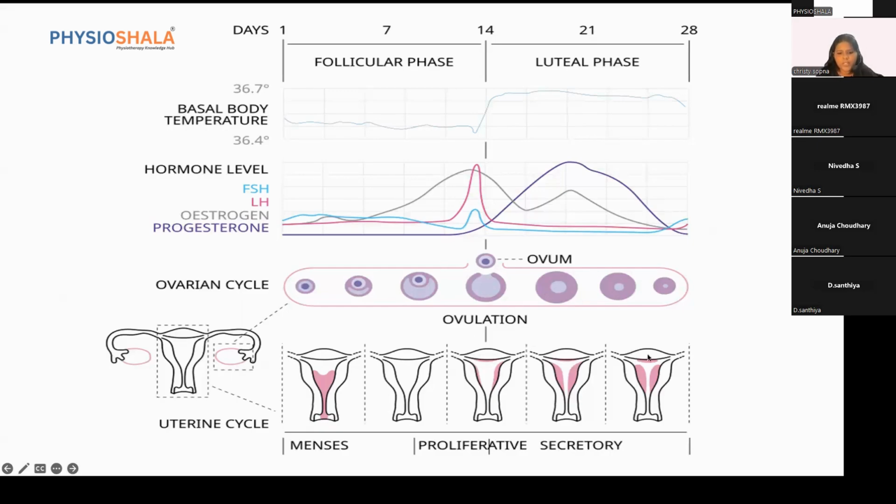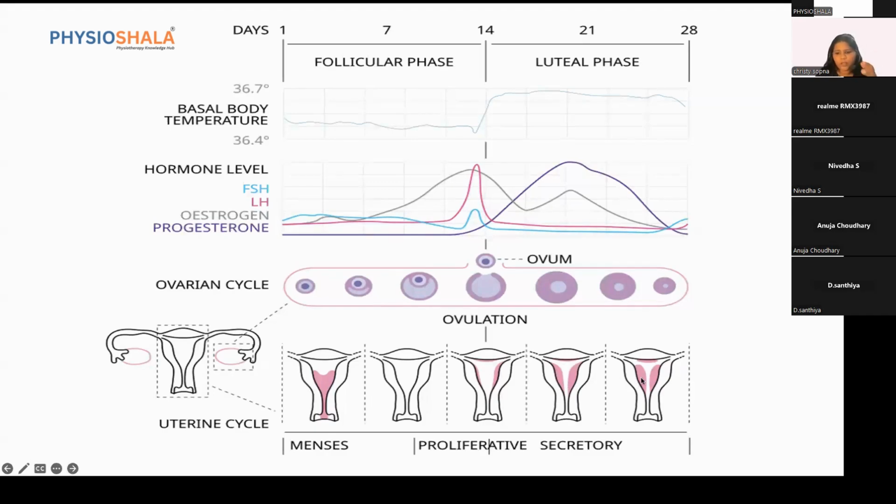The next one is the endometrium. These are the phases in the endometrium. First is the menstrual phase, next is the proliferative phase. The proliferative phase of the endometrium overlaps with the follicular phase and the ovulation phase. That means the ovum is released and the endometrium thickens stage by stage, and if fertilization happens, the endometrium thickens and waits for an ovum to get attached to it.